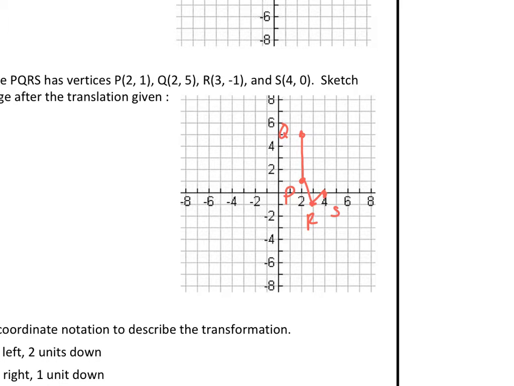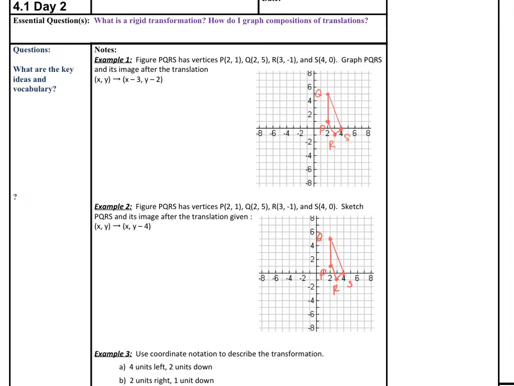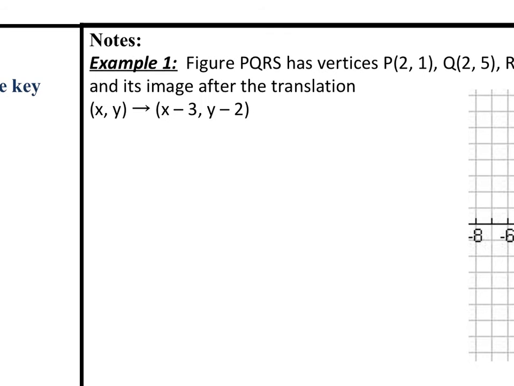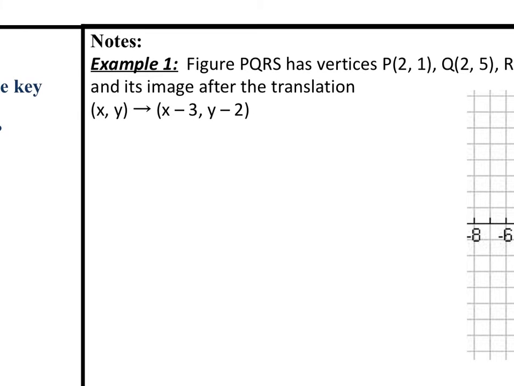Okay, and let's go ahead and do these transformations now. Let's look at the one on the top. It is xy goes to x minus 3, y minus 2. Tori, how's it move the shape? Okay. Left 3, down 2.